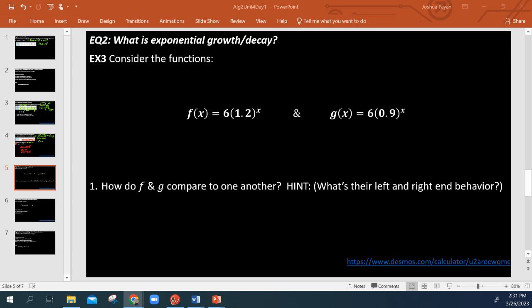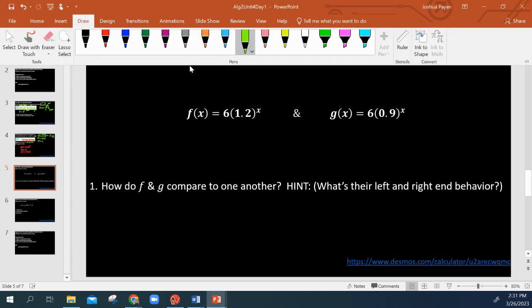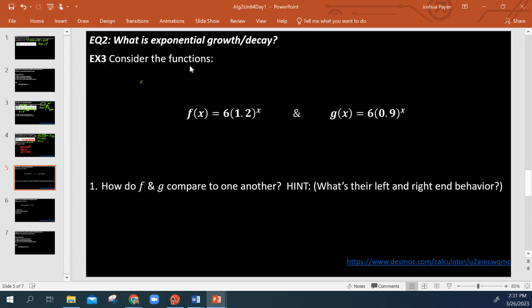Okay, so this is our third video for day one of Unit 4. And in it, we're simply going to discuss the difference between exponential growth and exponential decay, right? And that's pretty straightforward. So here we've got two functions, one in the form a times b to the x, and the other one obviously in the exact same form, a times some base to the x.